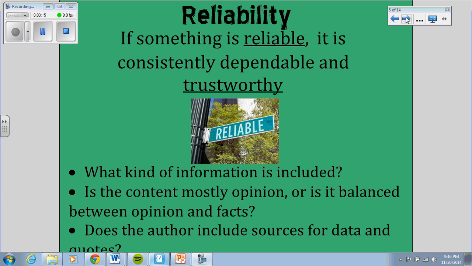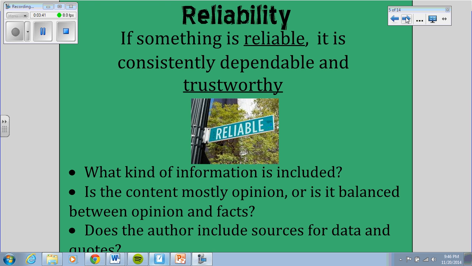Next, there's reliability. If something is reliable, it means you can count on it to be true. It's dependable and trustworthy. Think about your friends. We really value friends who we can trust in all areas. We know that they'll keep secrets, and we believe that what they say is true. It's the same with articles. You need to know that an author's information is true and reliable.